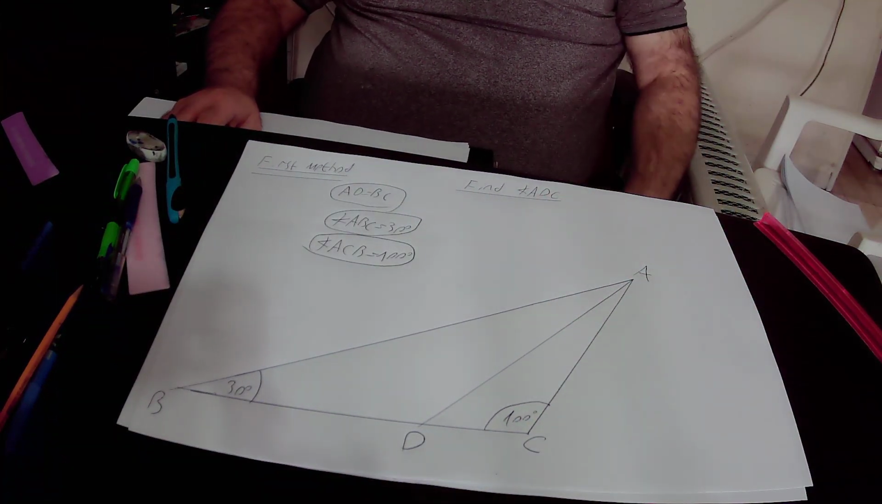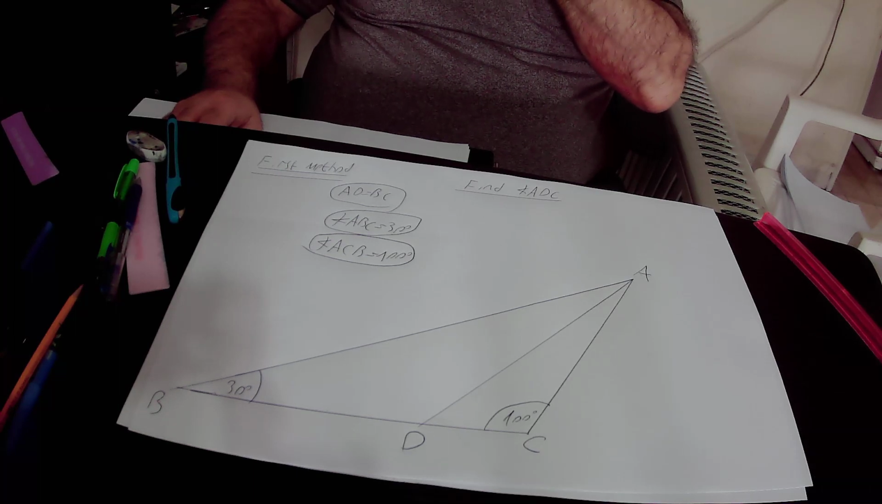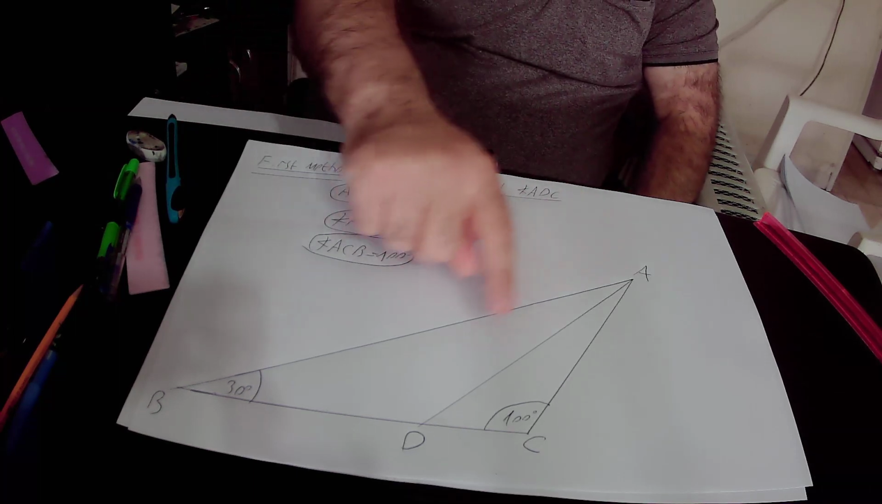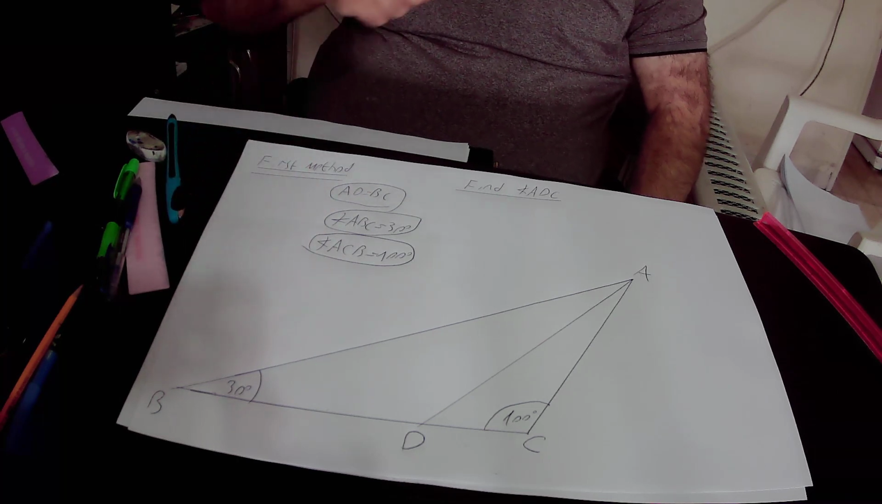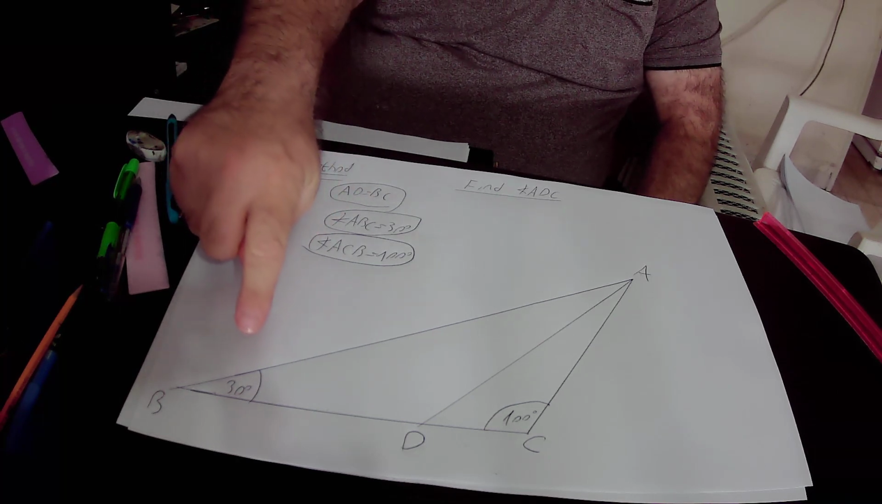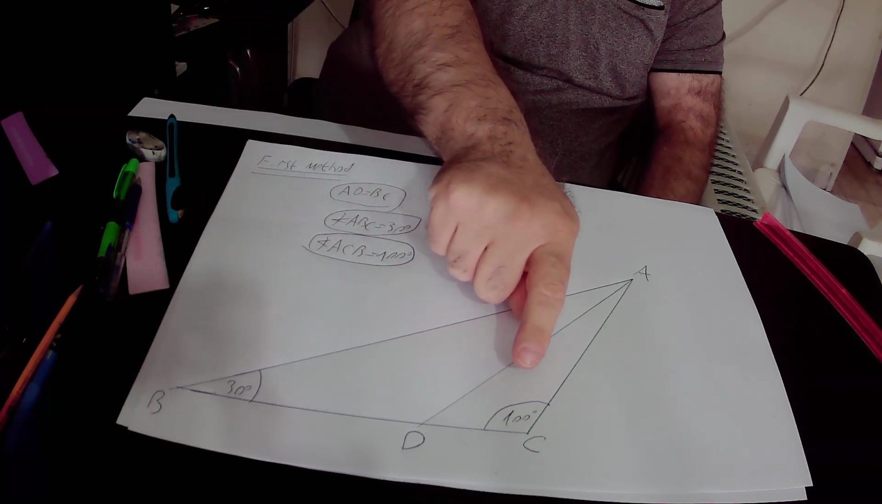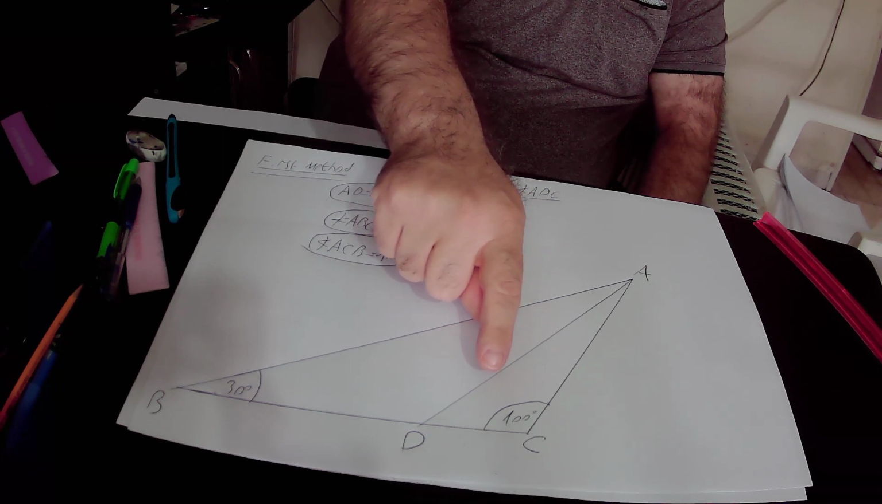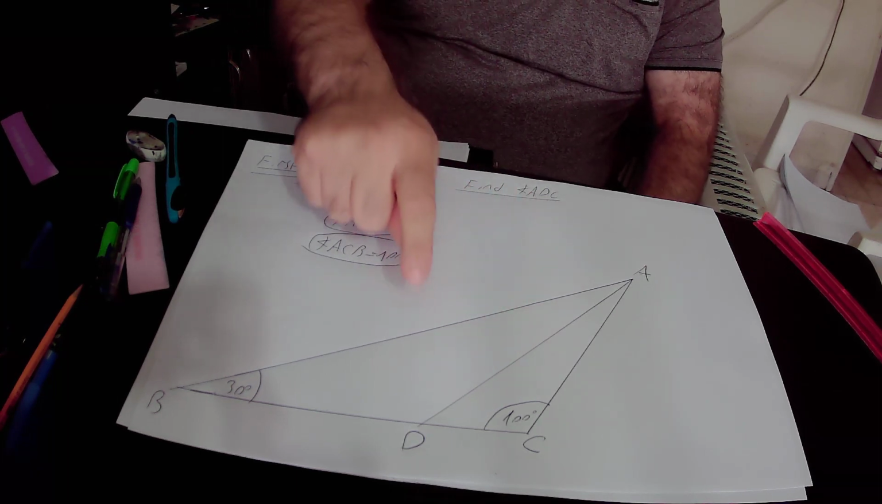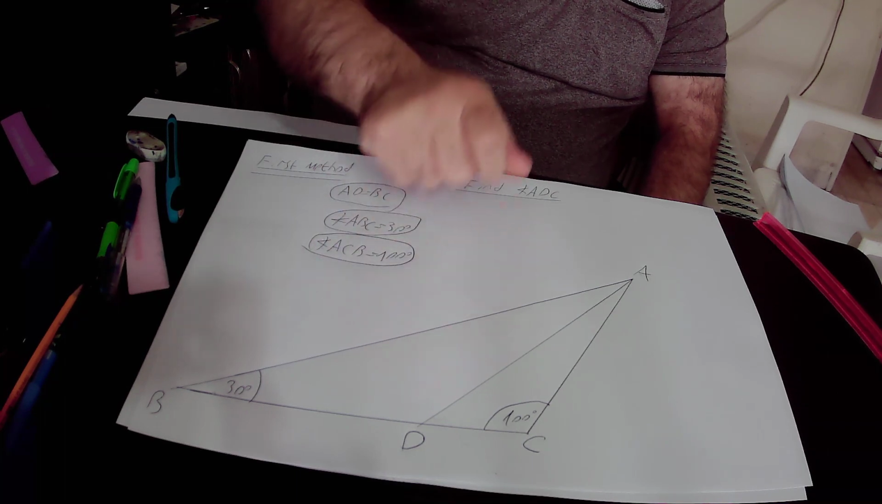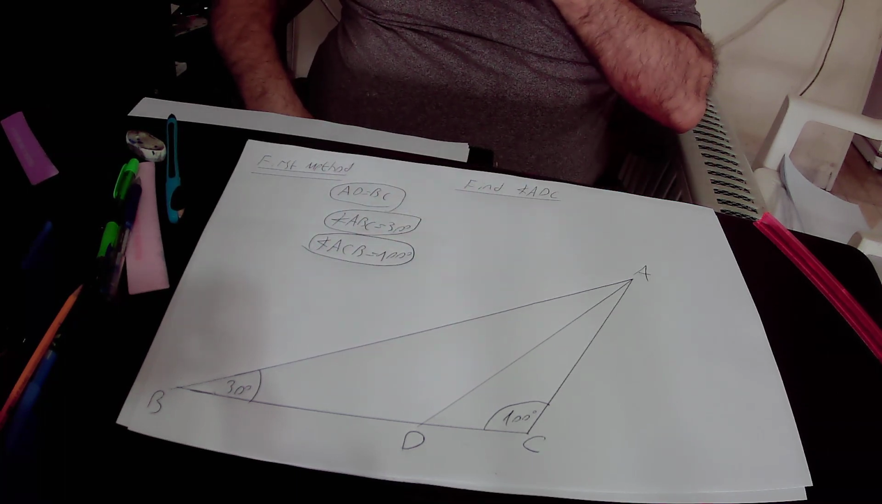Now in this lecture we will find out the value of angle ADC using two different methods. In the drawing we have triangle ABC. We know that side AD equals side BC. We also know that angle ABC equals 30 degrees. Angle ACB equals 100 degrees. And we want to find out the value of angle ADC. So we'll start with the first method.